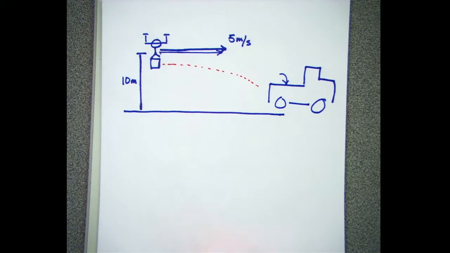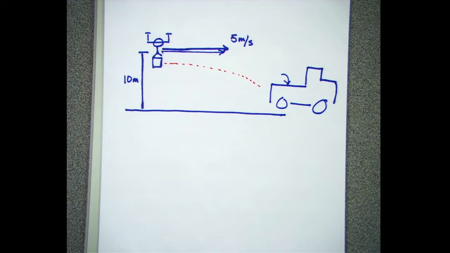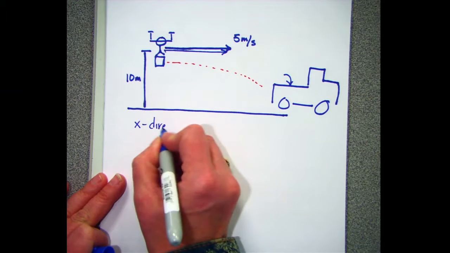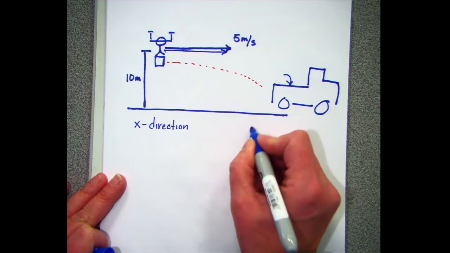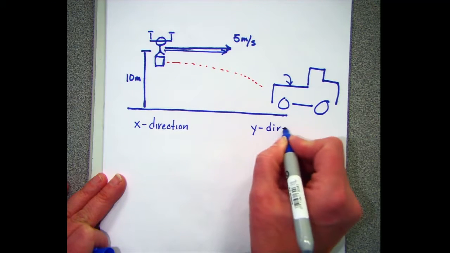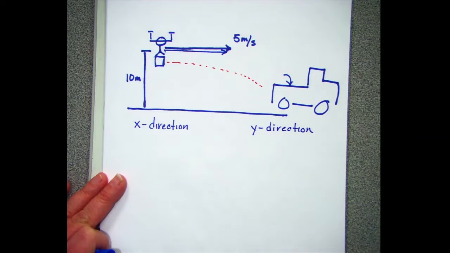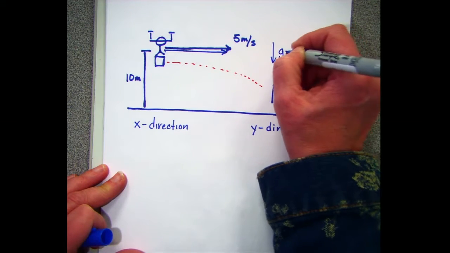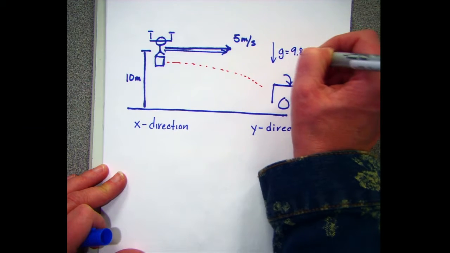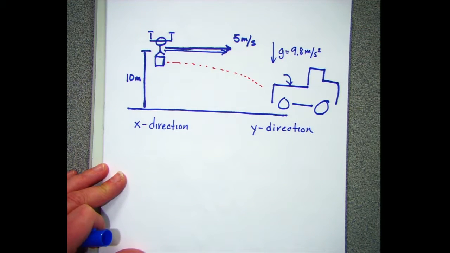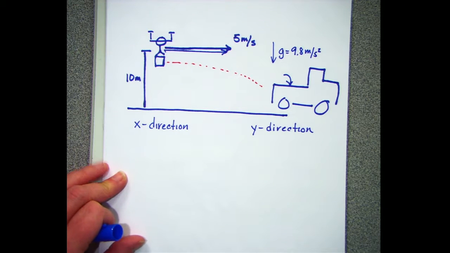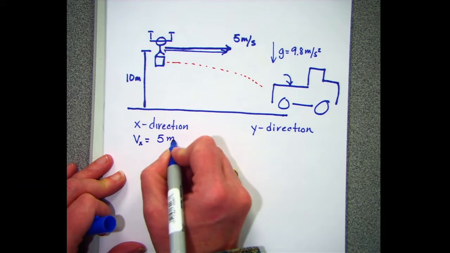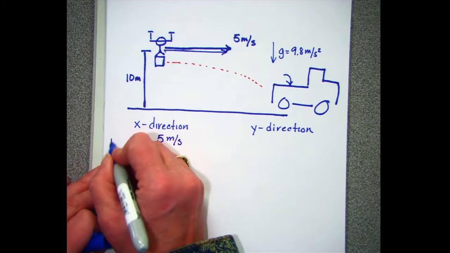So we can kind of look at this. So we've got some equations that we can play with. So let's look at the x direction, and we look at the y direction. So let's look at what we know. First of all, we know we've got an acceleration due to gravity, right? And that's 9.8 meters per second squared. So in the x direction, we have a velocity that we know is 5 meters per second, and this is our initial.